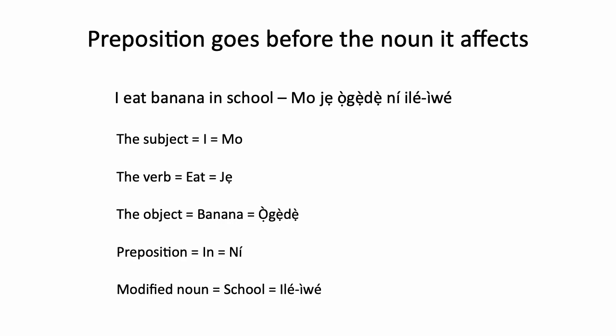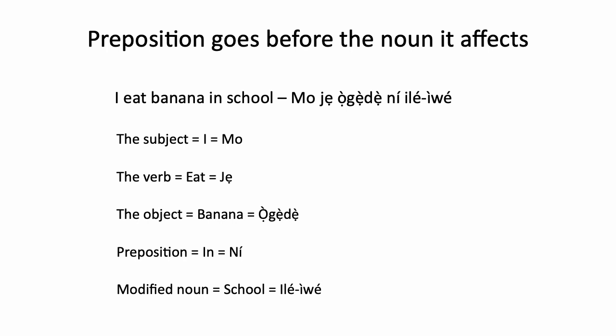The subject I is mo. The verb eat is je. The object banana is ogede. The preposition in is ni in Yoruba. While the noun that is being modified is ile iwe, which is school.